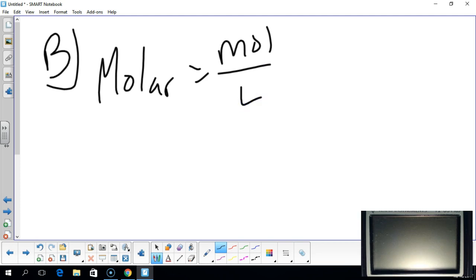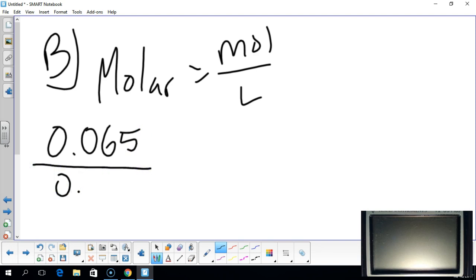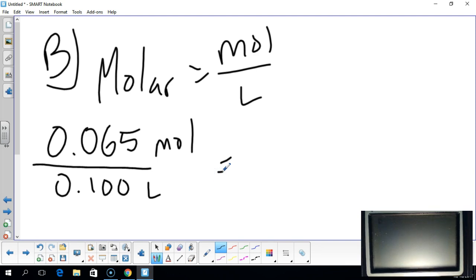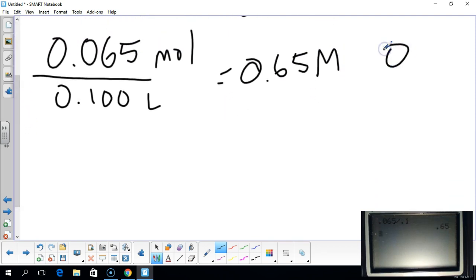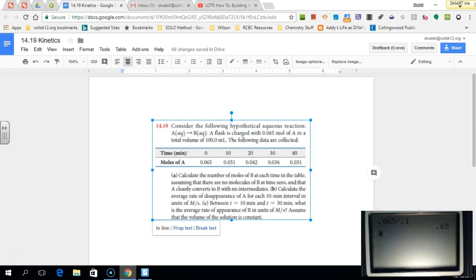For part B, the concentration for each of those is going to be the number of moles over 0.1 liters, because 100 milliliters is 0.1 liters. So now we do the math, and this time I'll use my calculator. We continue to go down, and that's at 0 minutes, which is the same as 0 seconds. Now we do the same thing for all four others.